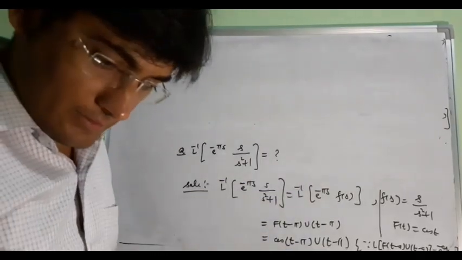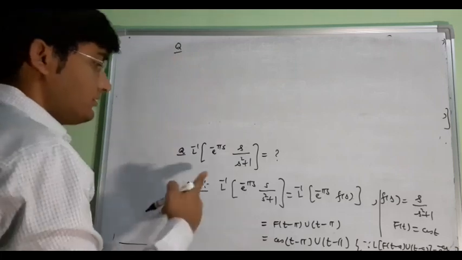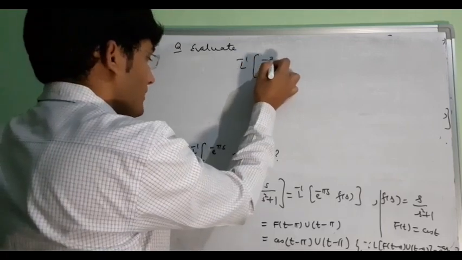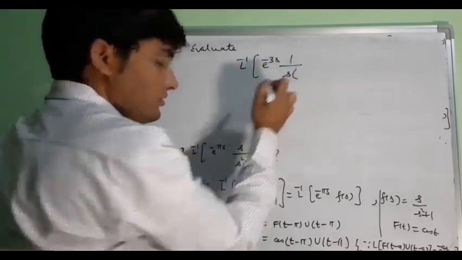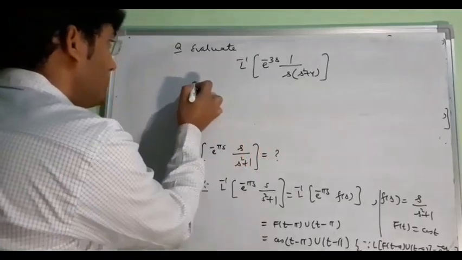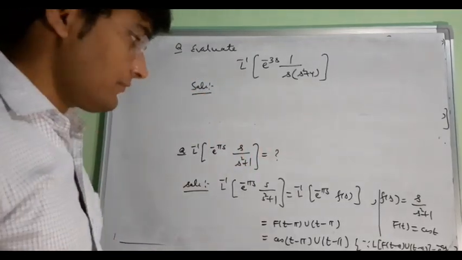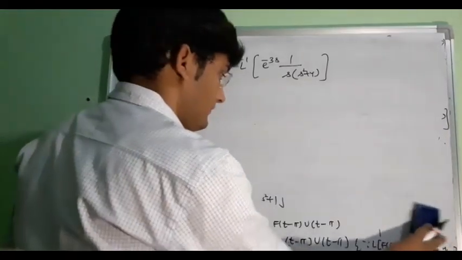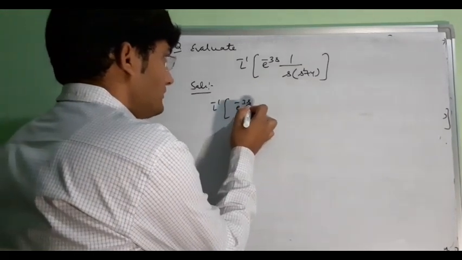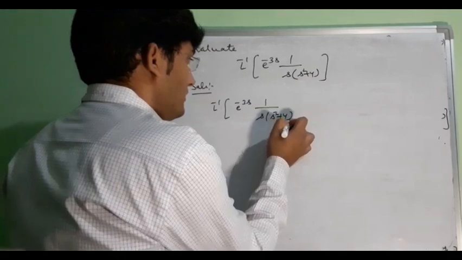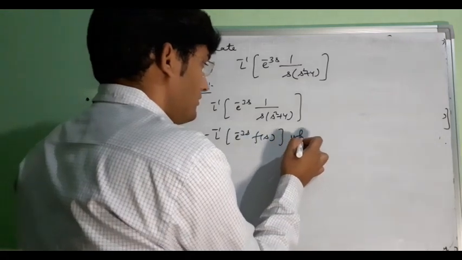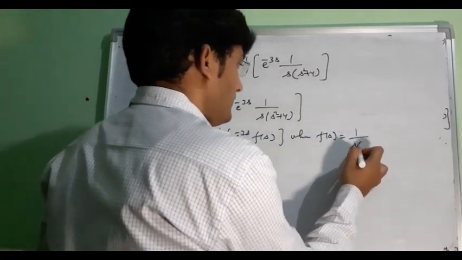Then again, the third question is based on the second shifting formula. Evaluate Laplace inverse of e to the power minus 3s upon s times (s² + 4). Solution: again, the Laplace inverse of e to the power minus 3s times 1 upon s(s² + 4) can be written as Laplace inverse of e to the power minus 3s times F(s), where our F(s) will be 1 upon s(s² + 4).